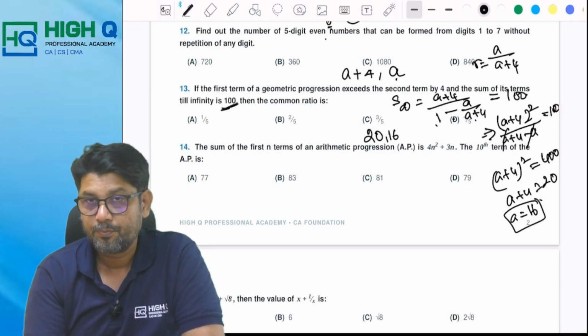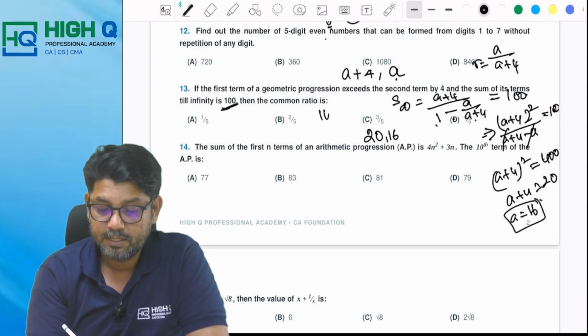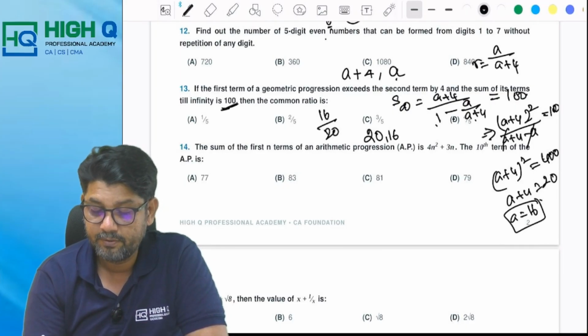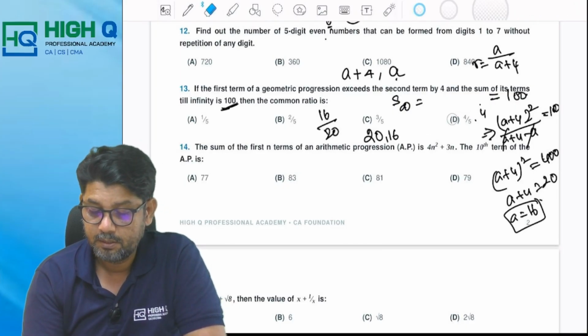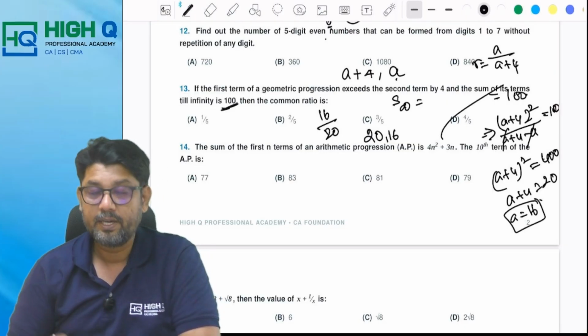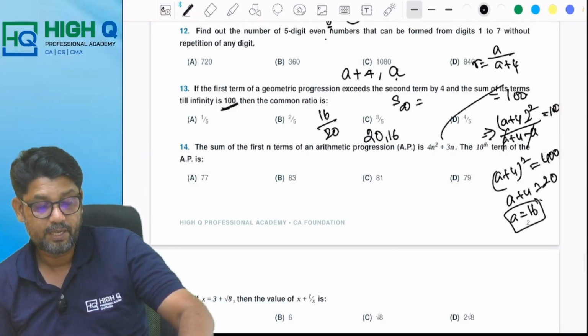Now they ask you to find out the common ratio, which is nothing but second term divided by first term. So what is it? 4 by 5. Okay, here I think option D is 4 by 5. That's it, my dear. D is 4 by 5.